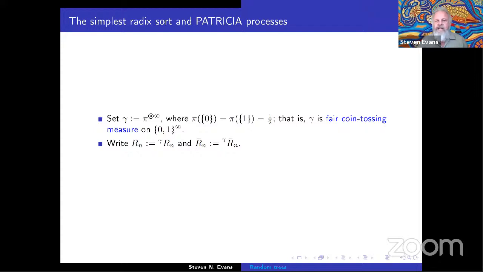Another little bit of notation. Let gamma be the product of infinitely many copies of the measure pi, where pi is Bernoulli, a half-half measure on 0-1. So gamma is fair coin tossing measure on sequence space. And let's, for simplicity, call Rn the radix sort chain for this measure gamma, and R bar n the Patricia process for this measure gamma.